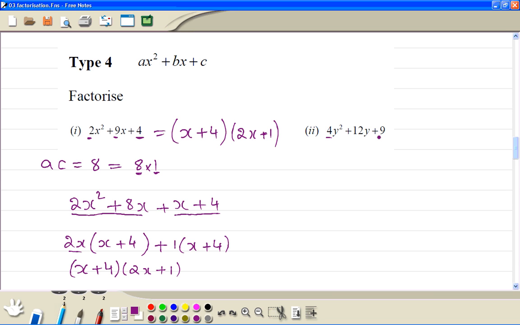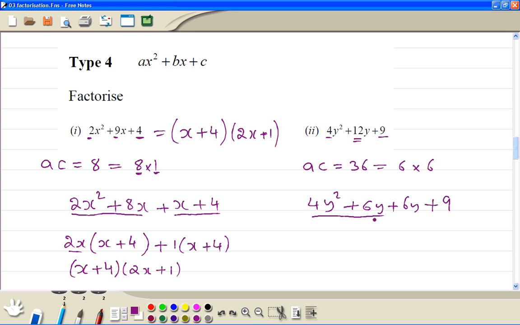a is equal to 4, c is 9, so ac is equal to 36. Factors of 36 that add up to 12 are 6 times 6. So we write 4y squared plus 6y plus 6y plus 9.